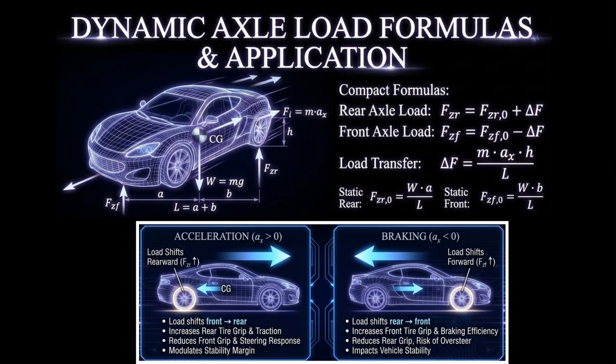A positive longitudinal acceleration shifts load toward the rear axle. A negative longitudinal acceleration during braking shifts load toward the front axle. This continuous load transfer changes how much grip each tire can generate. As a result, acceleration and braking directly affect vehicle stability and control in real time.